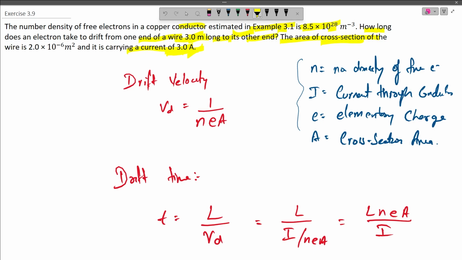So at first the expression for Vd, the drift velocity, can be related to current using this expression: Vd equals I divided by nEA, where n is the number density of the free electrons, I is the current through the conductor, e is the elementary charge, and A is the cross section area. Now calculating drift time, we divide the length by Vd, that is L by Vd, and that will give us L times nEA divided by I, that is the current.